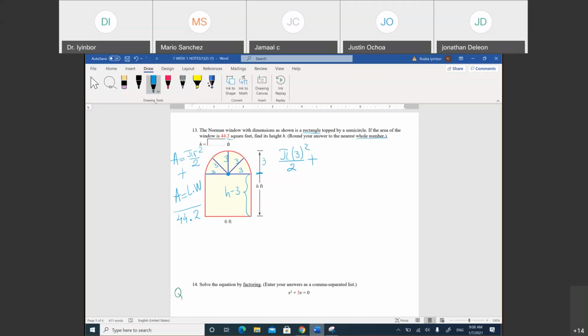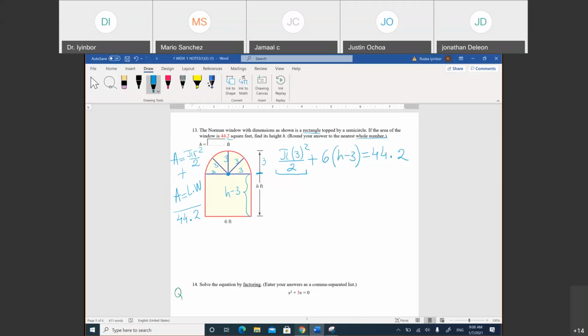So the area for the bottom part of the window is going to be 6 times H minus 3, length times width, and the total area is 44.2. And this is my equation. This is what I need to solve. Now, because they asked me to round, I can just put in my calculator what this area is.